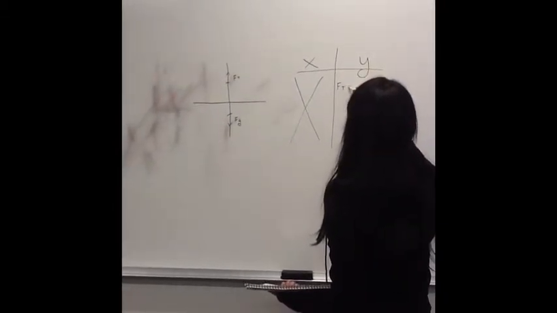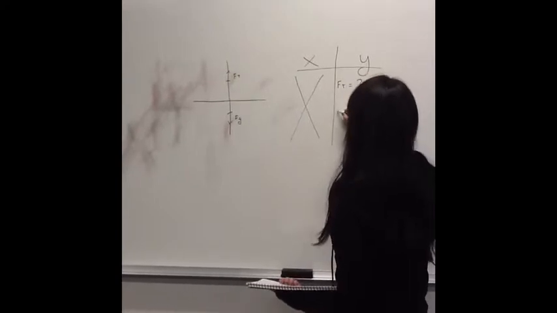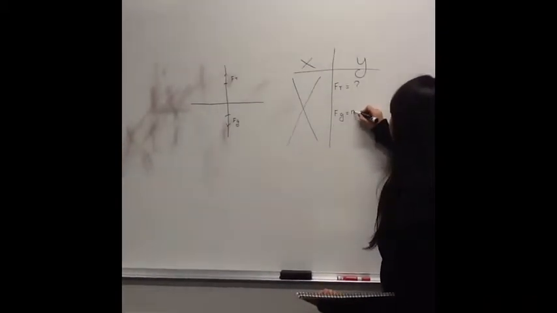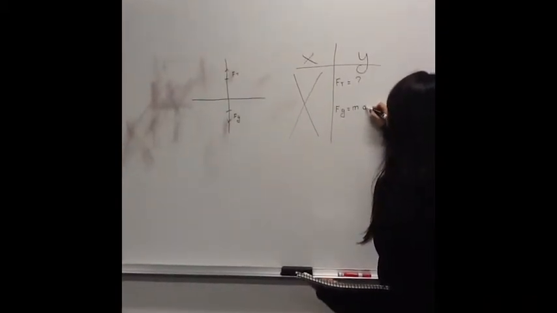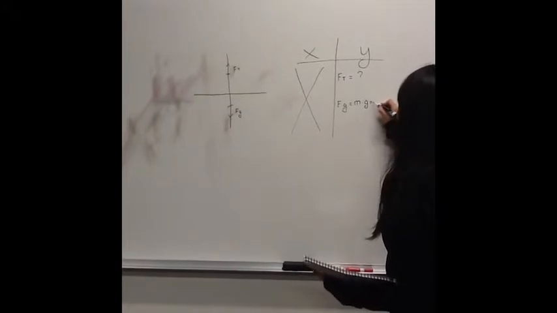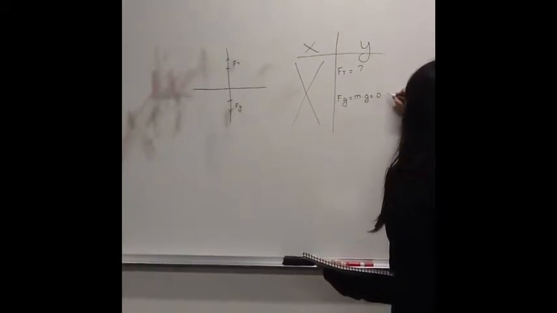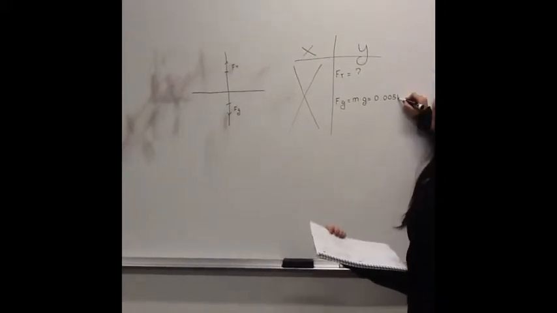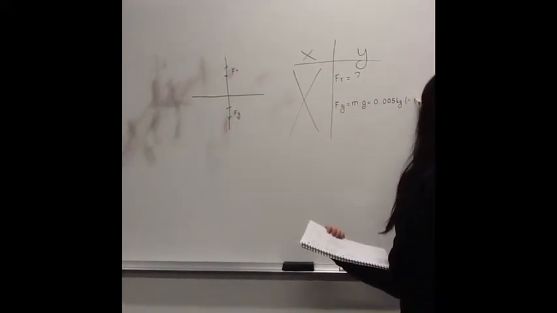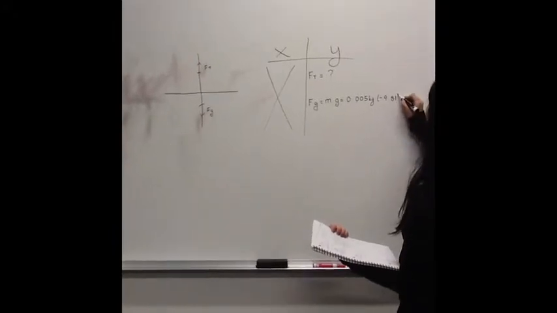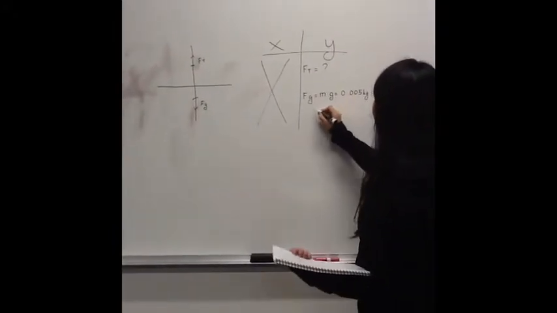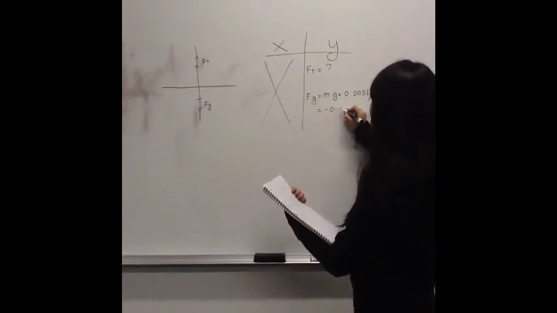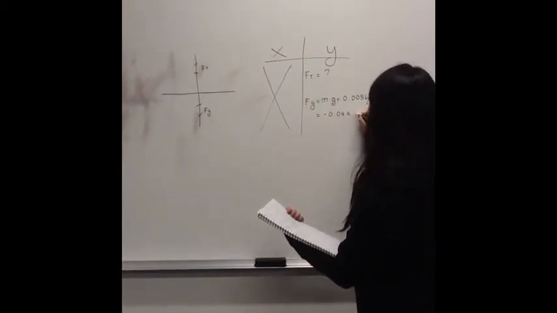So F_t, and you don't know that one. And the force of gravity is the mass of the seaweed times the acceleration. And the seaweed weighs 0.005 kilograms times the acceleration, which is negative 9.81, which would also mean it is negative 0.049 newtons.